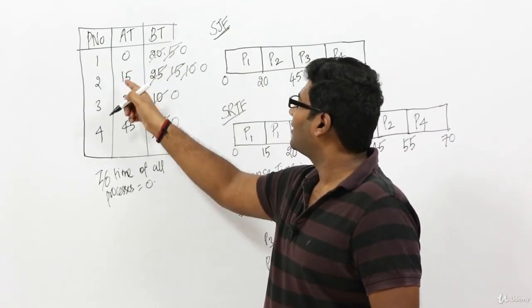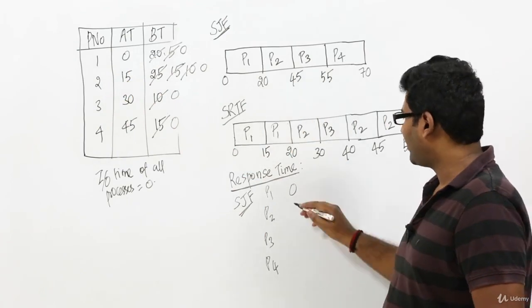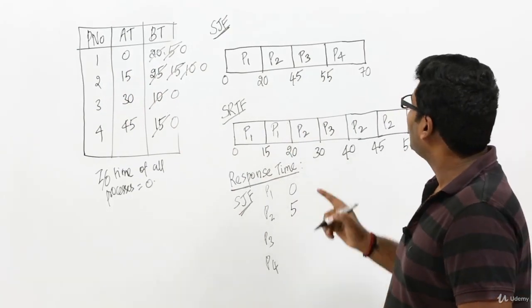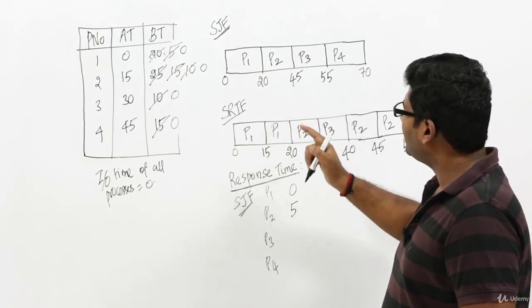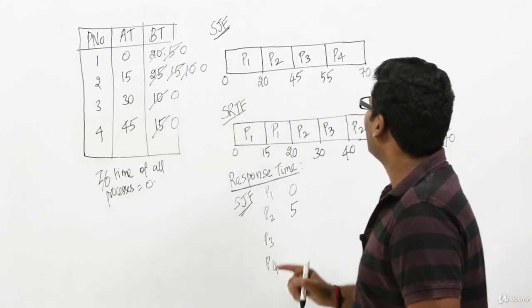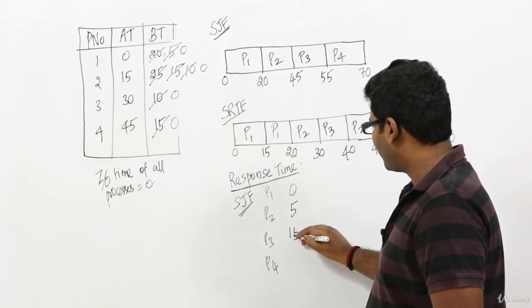P2 arrived to the RAM at time unit 15 and it got the CPU at time unit 20, so it has waited for 5 time units initially. And P3 has arrived to the RAM at time unit 30 and it got the CPU at 45, so it has waited for 15 time units.